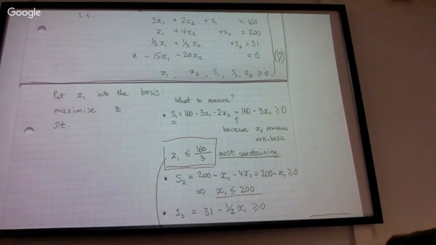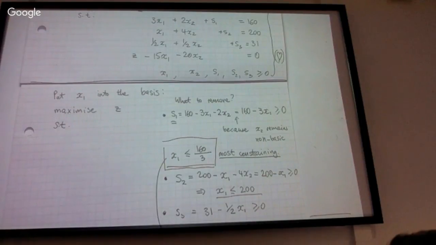Does that make sense? Yes, it does to me. And the condition that s2 enforces is that x1 is less than or equal to 200. Okay, so how did we get 160 thirds? Well, we look at the 3 here and this 160 there, and 160 thirds is this 160 divided by 3. Is that right? Yes, it is right.